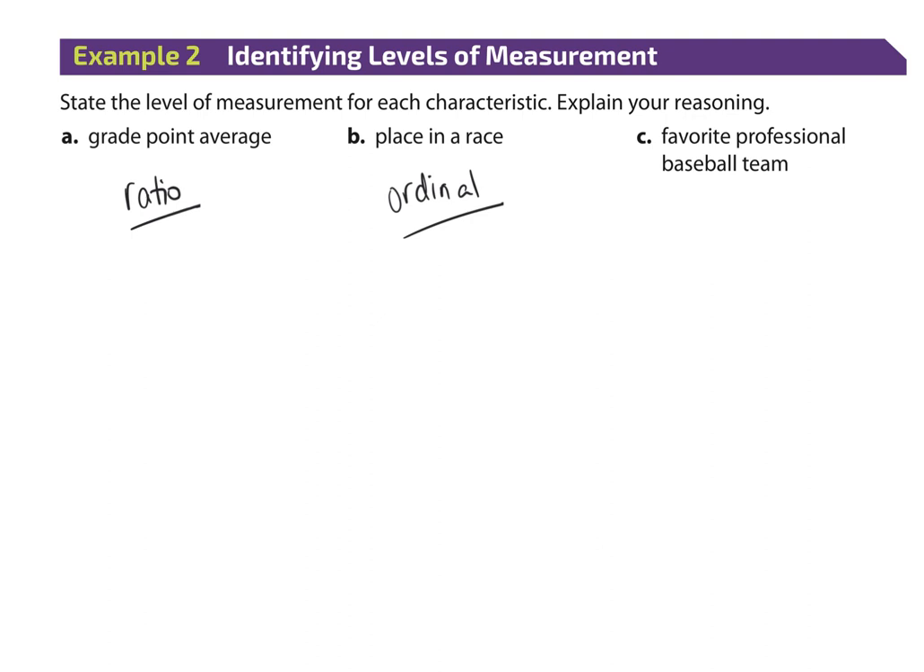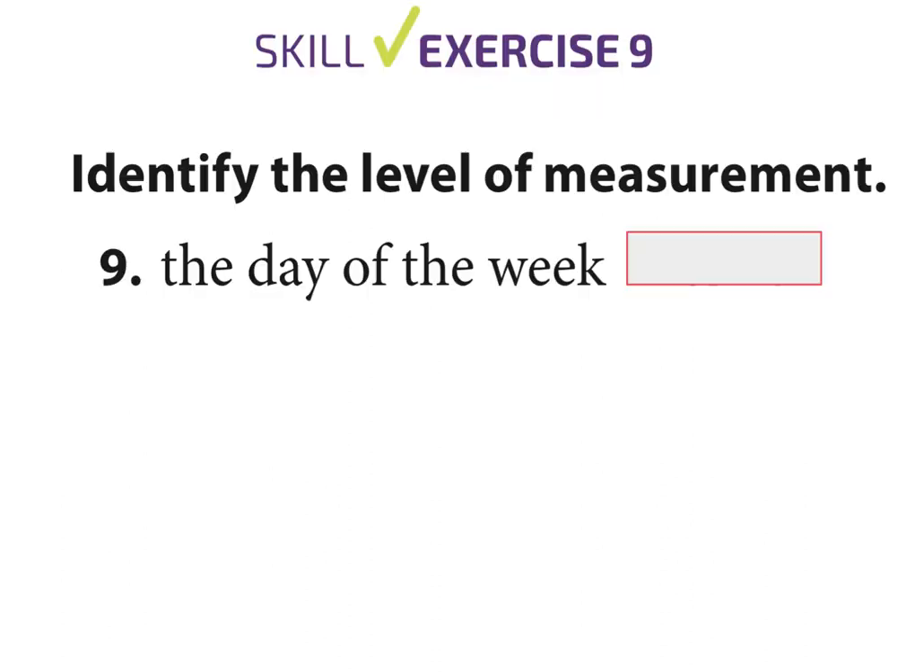Favorite professional baseball team. Nominal. That is nominal. That's going to depend on the person and the group that you sample, right? So this one's going to be nominal. No order. Yeah, when you think of day of the week, this is a measurement where you're going to have set actual divisions between them.